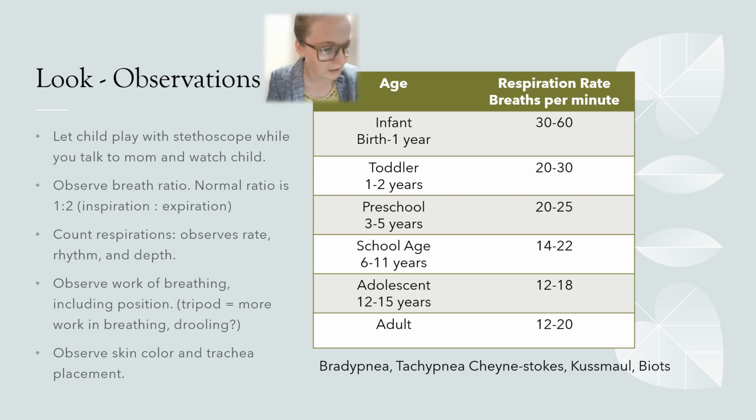A lot of times people will lean on things. Adults will lean on bedside tables or things like that, or on their knees. Kids will also lean on their knees. Sometimes they'll just let their arms flow and lean forward. And then the other thing that's part of your respiratory observation is their skin color and their trachea placement.